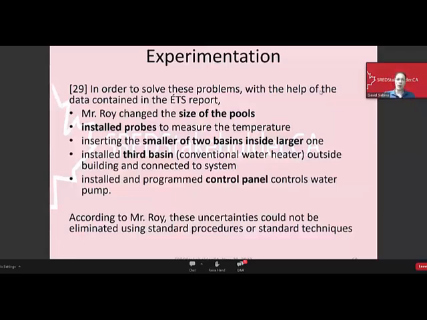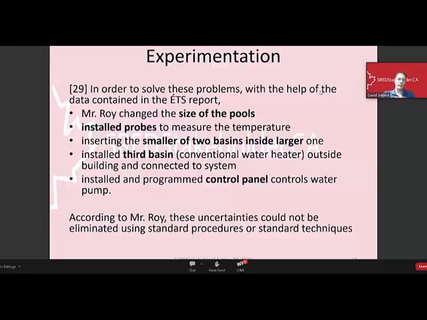He inserted the smaller of two basins inside a large one. So the actual orientation of the basins. He installed a third basin. Okay? So again, even though he didn't identify the basin size, shape, geometry, and layout as one of the technological uncertainties, when we look at what he did, it appears that this could have or should have perhaps been one of the bases that he argued in the description.